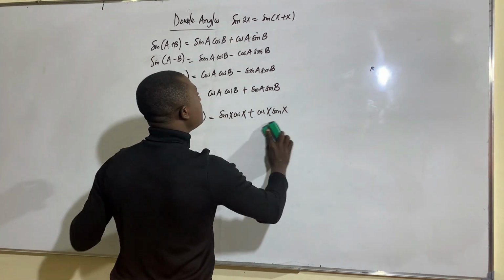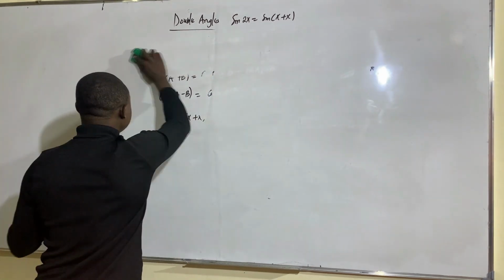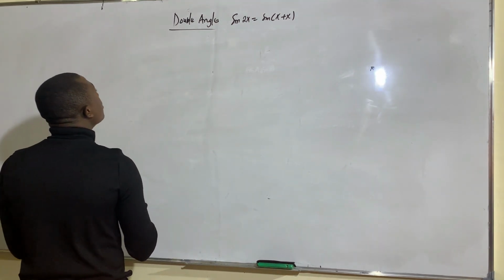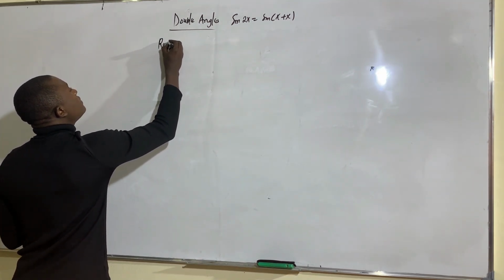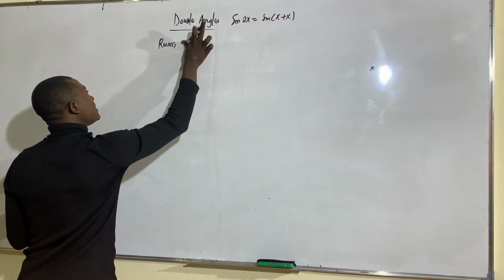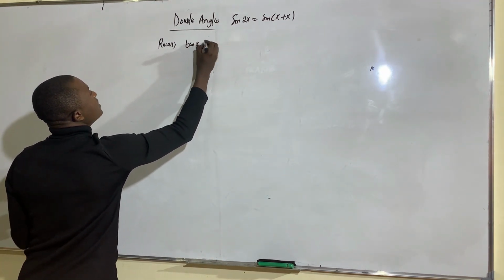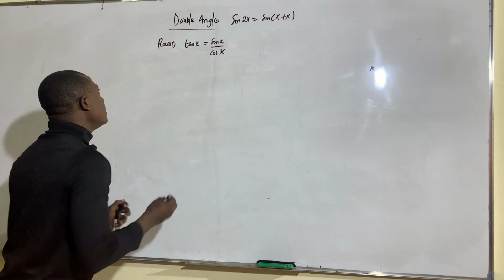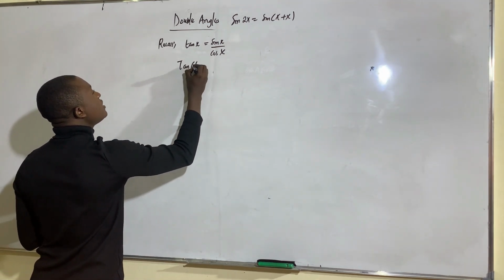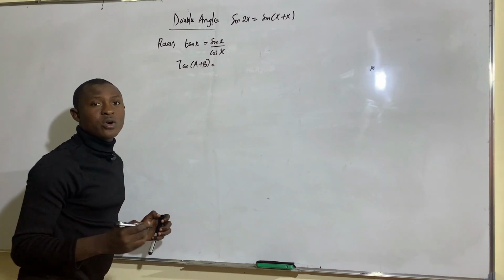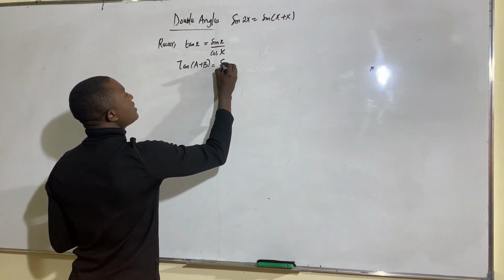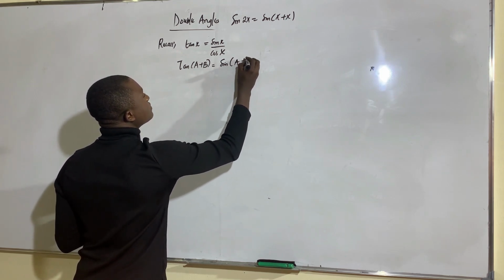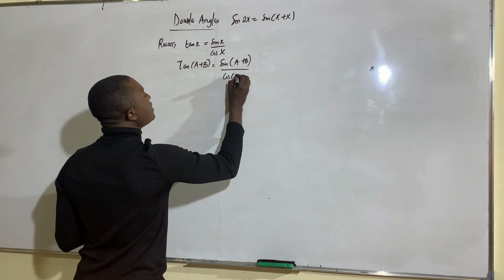Let's say, for example, I want to derive the formula for tan. Recall, let's start from here. Recall that if I have tan x, it is nothing but sine x over cos x, right? So now, that means if I have tan A plus B, that one will also be the same thing as what? Yeah, good. It's going to be the same thing as sine A plus B over cos A plus B.